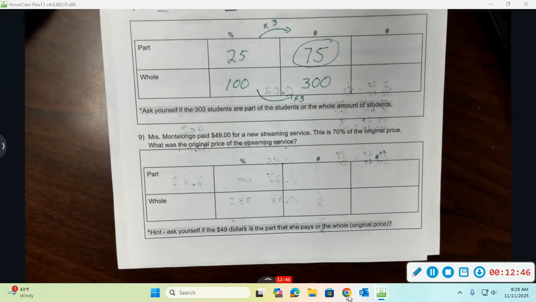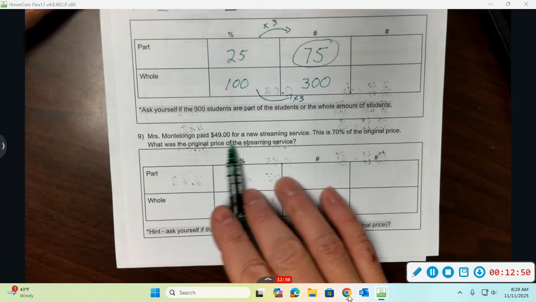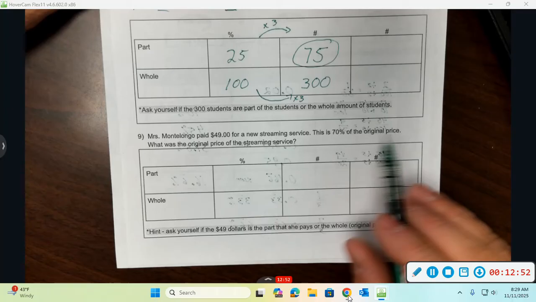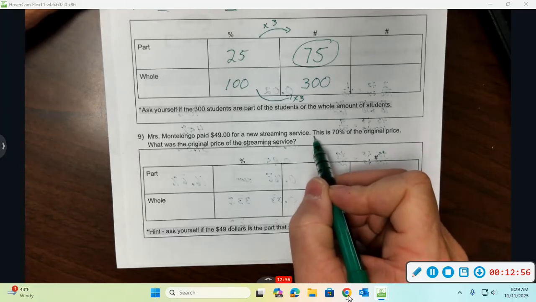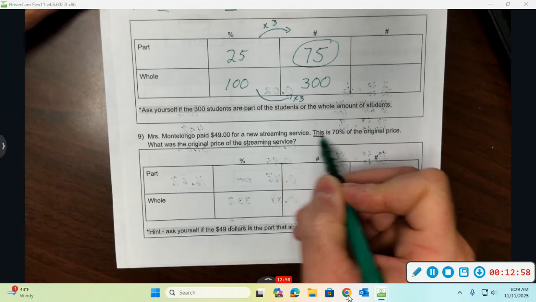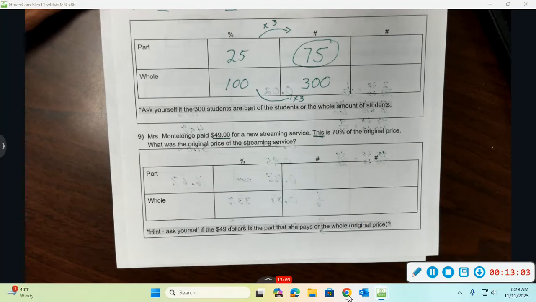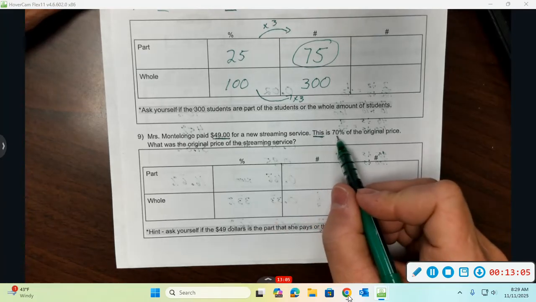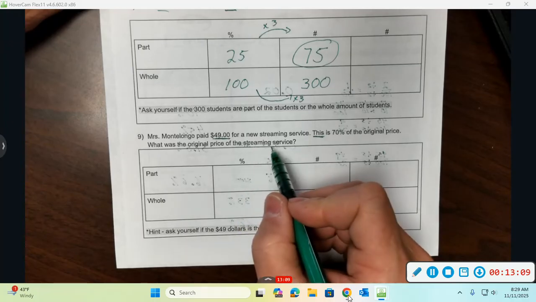Number 9. It says, Miss Montalongo paid $49 for a new streaming service. This, and when it says a word like this, it's referring to the number it said previously. Okay? So this is 70% of the original price. What was the original price of the streaming service?